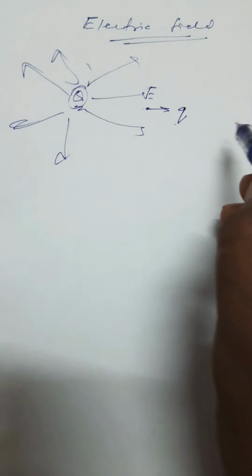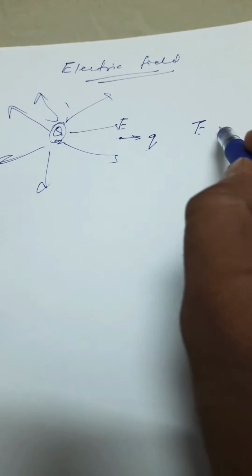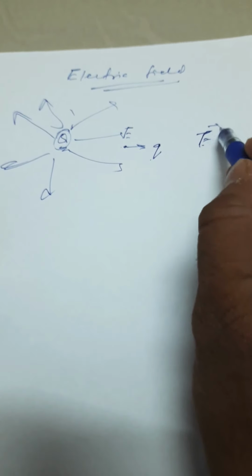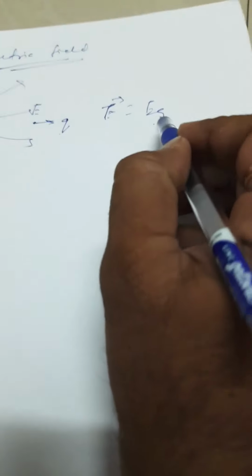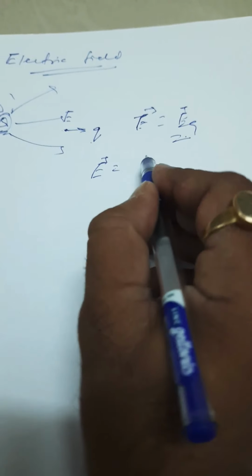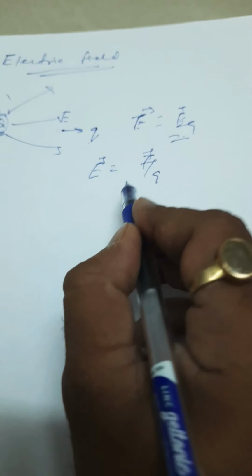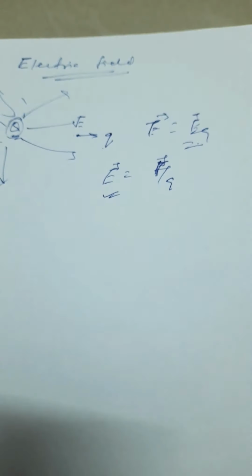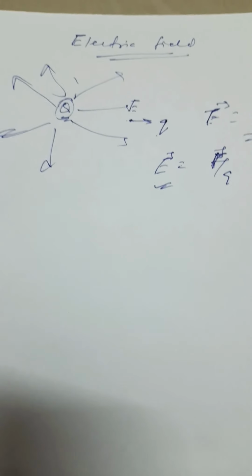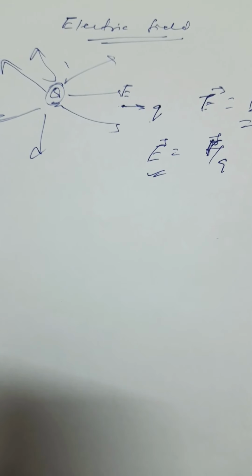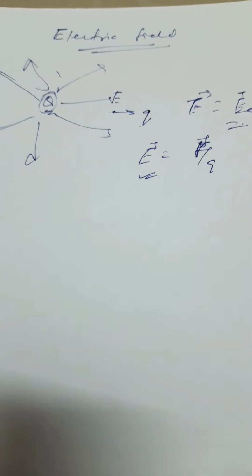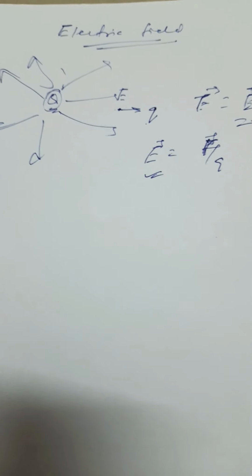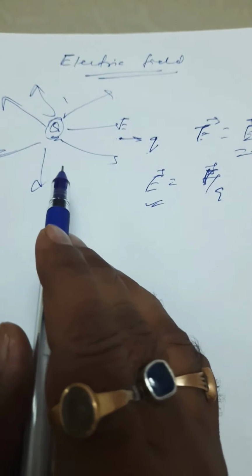you'll find that the force acting on this charge will be vector F equal to E into Q, where E is the electric field, or E can be written as F by Q. We can say the electric field is the force per unit charge. Now what we know is that these field lines are imaginary field lines actually.